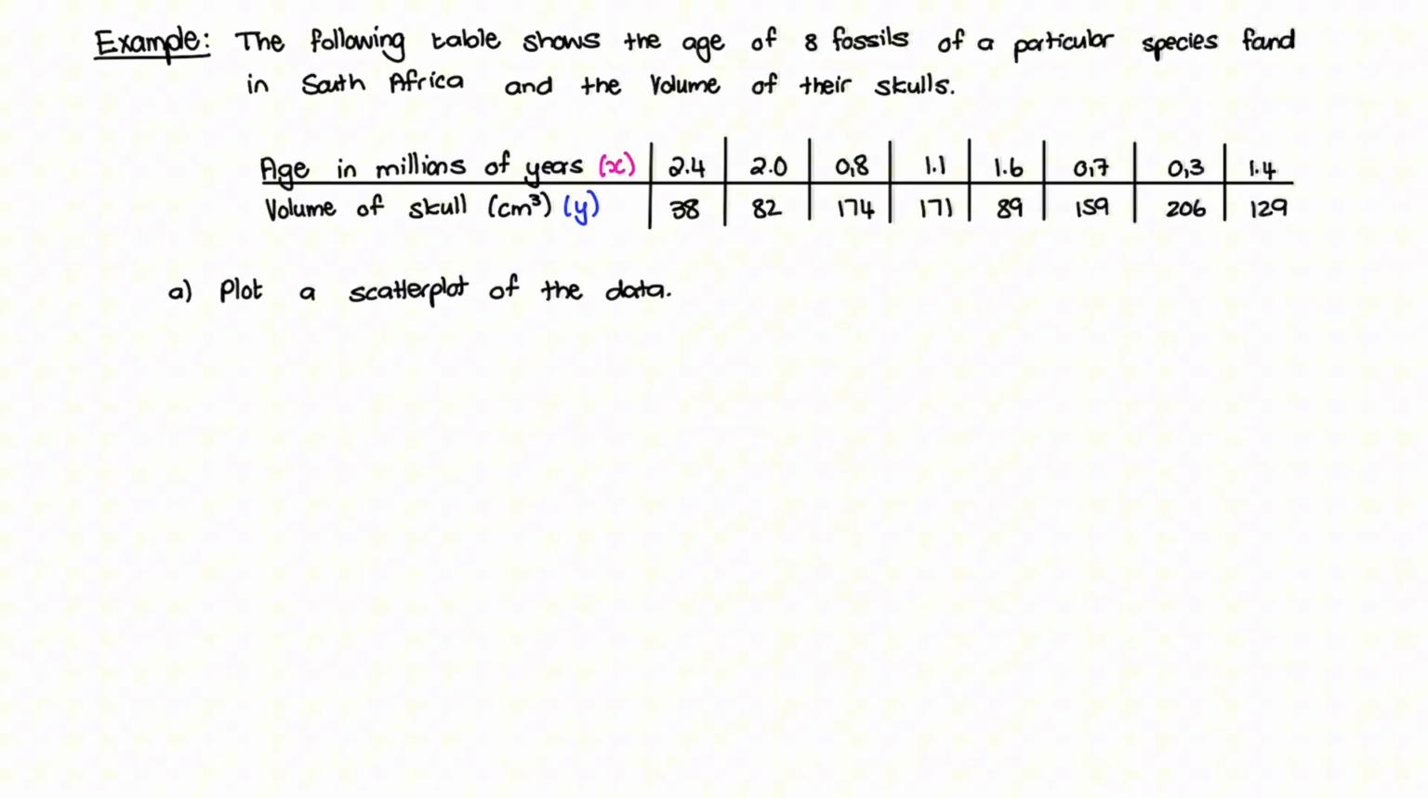The first question reads, plot a scatter plot of the data. Now in grade 8 and 9, you have learned that these are ordered pairs or coordinates. So the first X value here is paired with the first value of Y, the second X value with the second value of Y, and so forth. So these values create our coordinates.